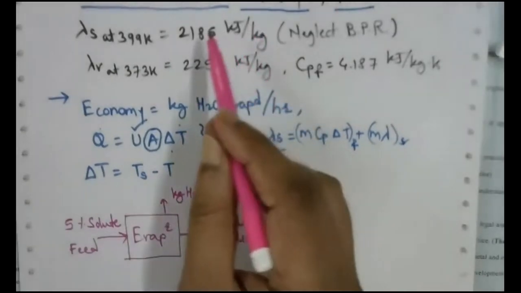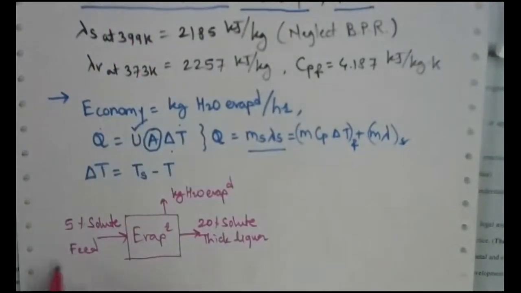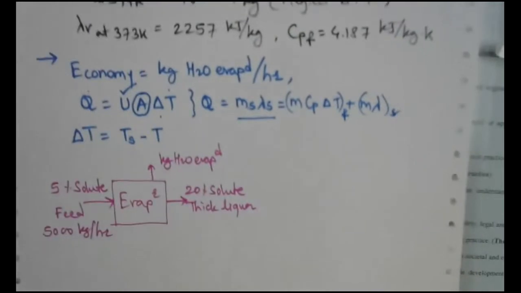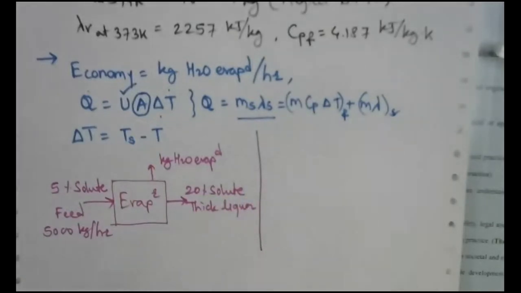Now what is other things given? 5000 kg per hour. So the feed rate is given, that is 5000 kg per hour. So in the numerical, mass flow rate of feed is given. So we can calculate the mass flow rate of thick liquor with the help of individual material balance. And if we calculate this mass flow rate of thick liquor, then we can calculate the kg of water evaporated per hour. That is nothing but the economy.